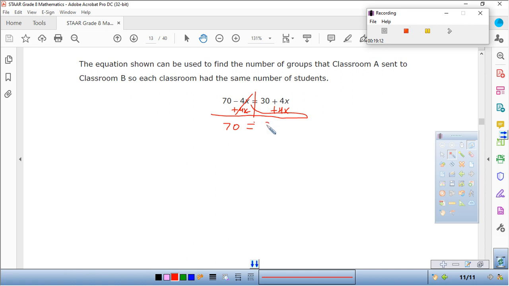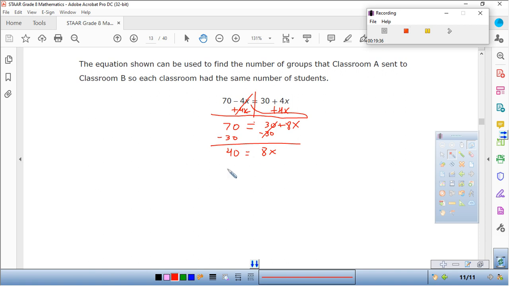So here we go. 30. Now this is 8x. But what kind of 8x is this? Positive. So now we want the x's by themselves. So what do I do with this one over here? What do I do with this 30? Minus it. You want to put its opposite. So we're going to put the negative of it on both sides. These will cancel out. Now 70 minus 30 is 40.